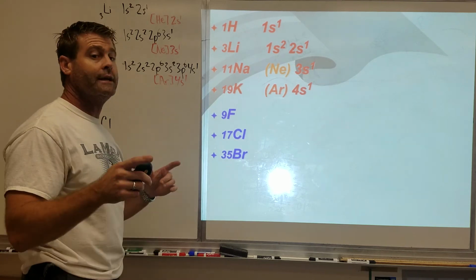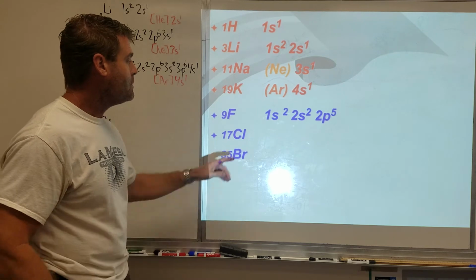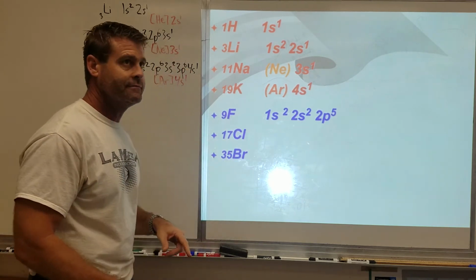If we did fluorine, I'd hope you guys would have your periodic table at home and you could kind of follow along. But fluorine is 1s2, 2s2, 2p5. Okay.